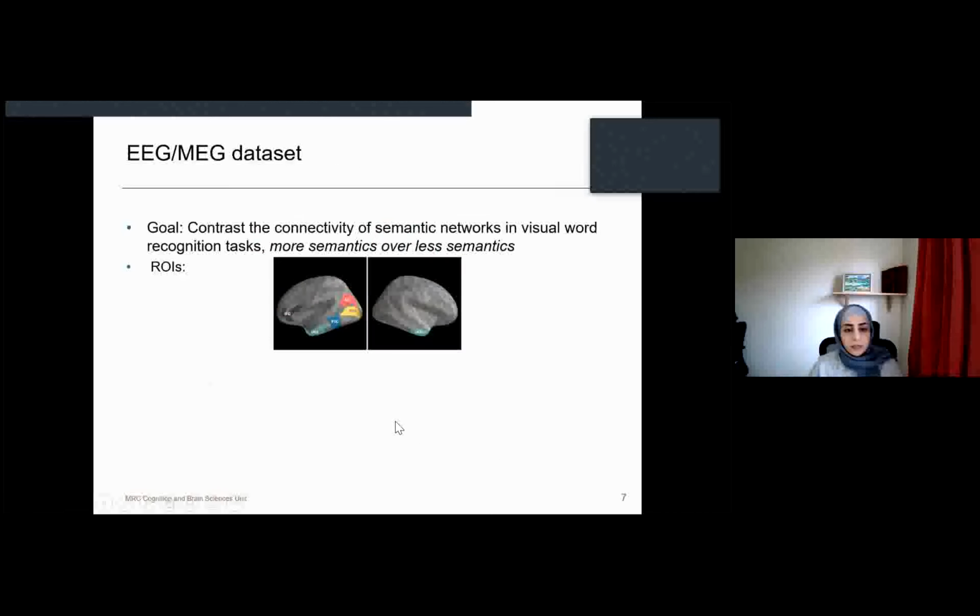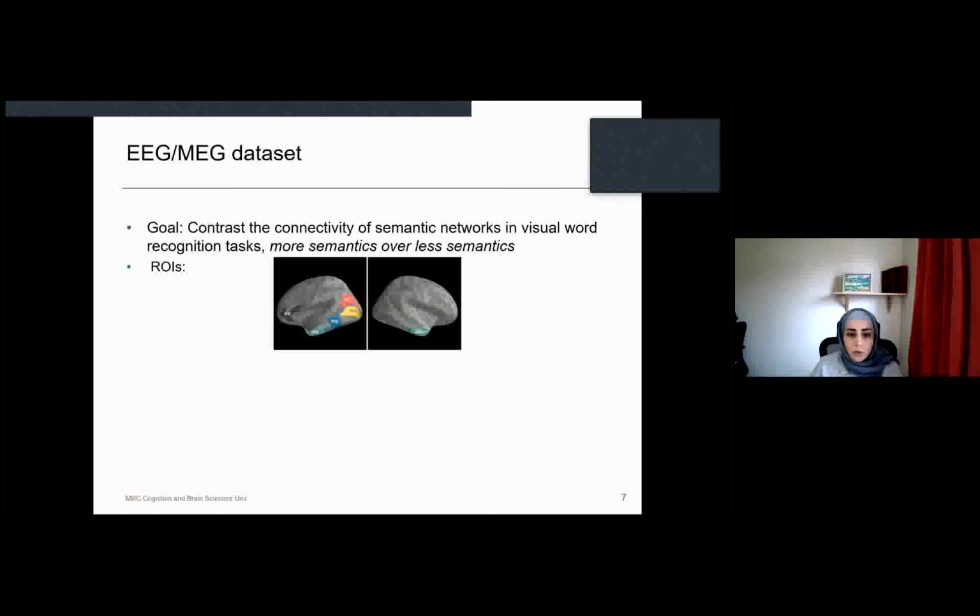Well, we also applied this method on a real data set to compare the connectivity of semantic networks in two visual word recognition tasks, namely the lexical decision task, which has less semantic processing, and the semantic decision task, which has more semantic processing. So essentially, it's a comparison between more semantic and less semantic tasks.